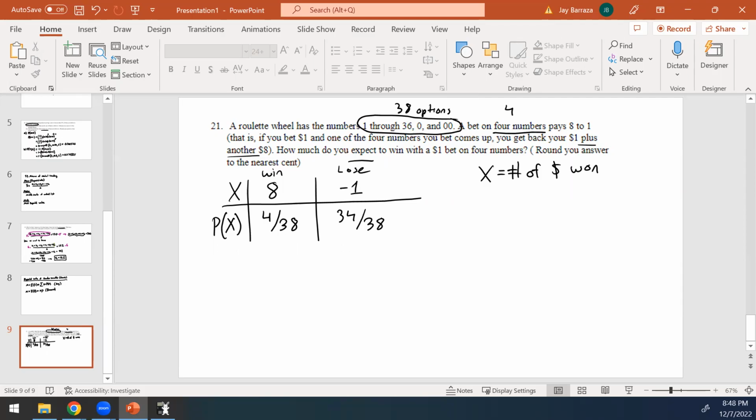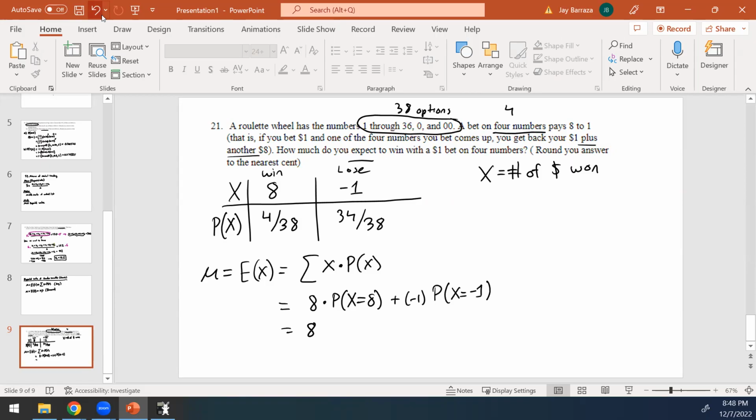So mu is equal to the expected value, using the wrong symbol right there, which is equal to the sum of each random variable times its corresponding probability, which is going to be 8 times, I guess I'll be super detailed, times the probability that x is equal to 8 plus -1 times the probability x is equal to -1, which is 8 times 4 over 38 plus -1 times 34 over 38.